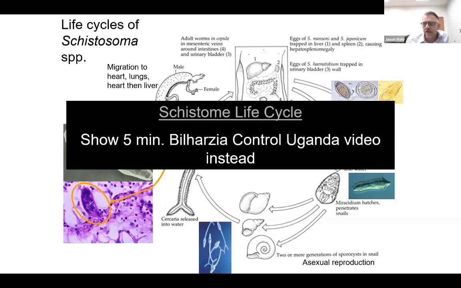We're going to skip the video describing the life cycle. If there's time at the end, I'll go ahead and do that. But I think we've probably covered enough detail on the life cycle thus far.